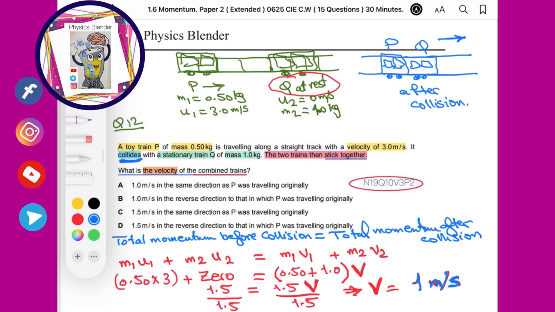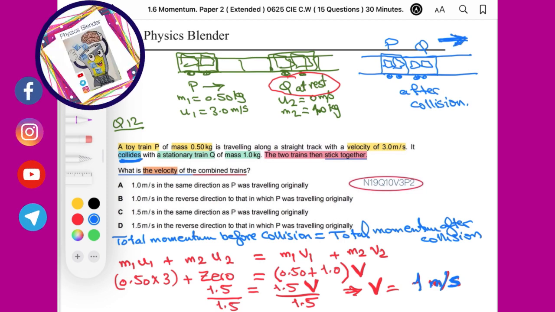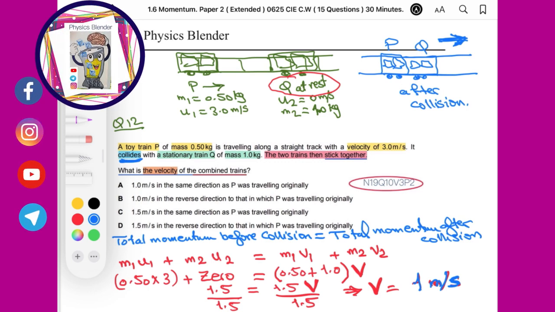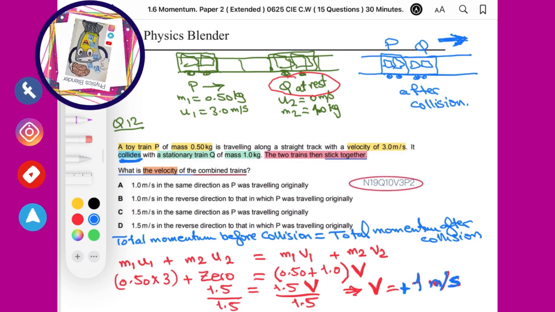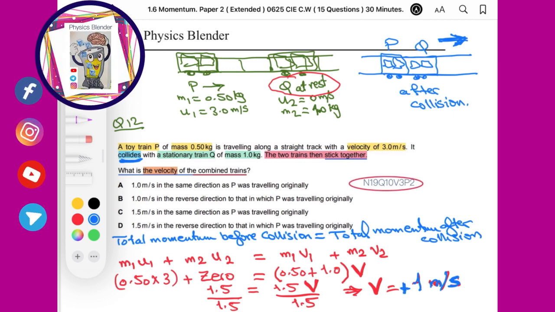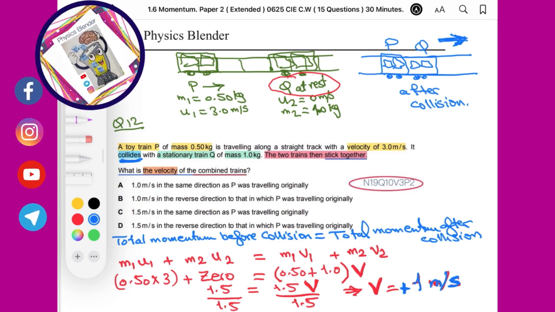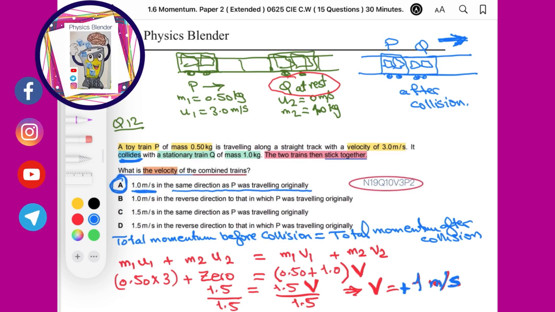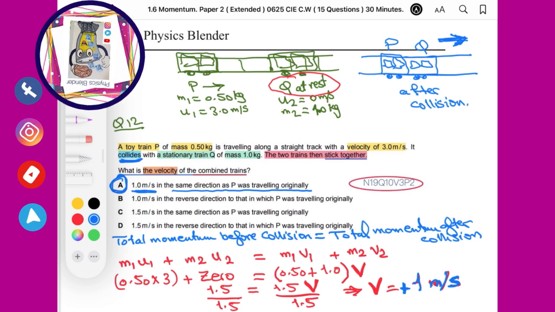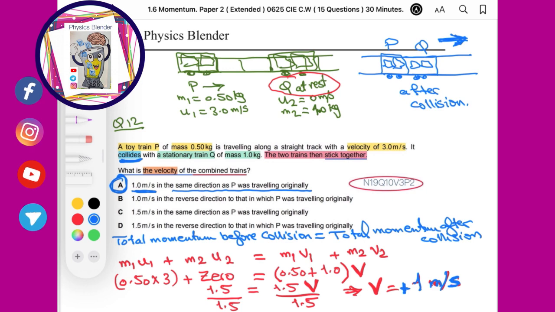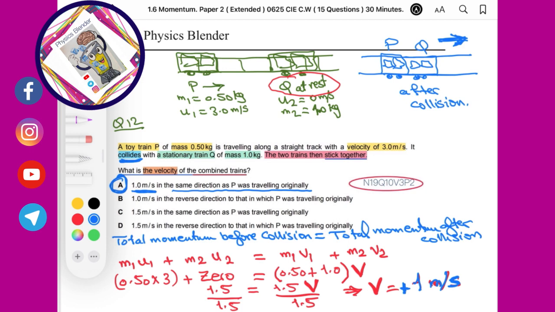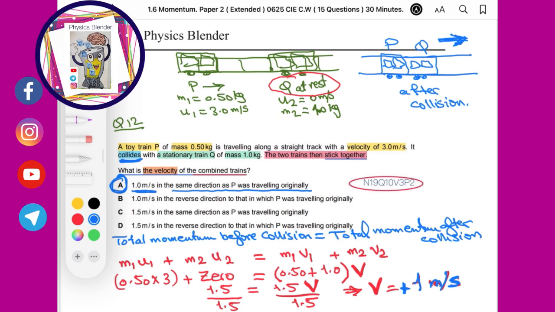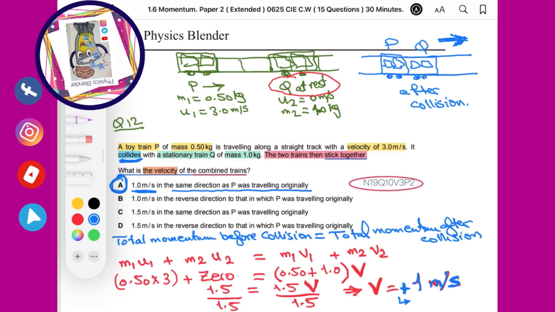How can you know the direction, whether they move forward in this direction or in the opposite direction? You have choices here. Since your answer is positive, not negative, it means the same direction as P was traveling originally. So the correct answer is A, 1 meter per second in the same direction as P was traveling originally, because your answer is positive. If your answer is negative, it will be in the reverse direction to the direction P was traveling originally. Is it clear? Since your answer is positive, it will be in the same direction.